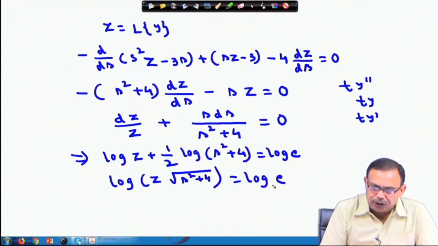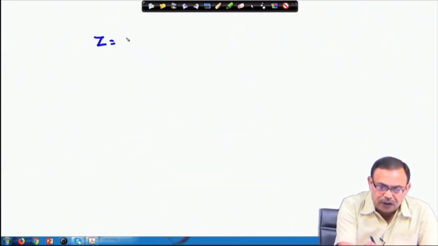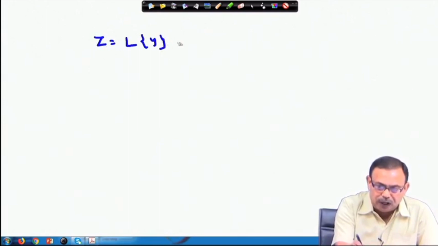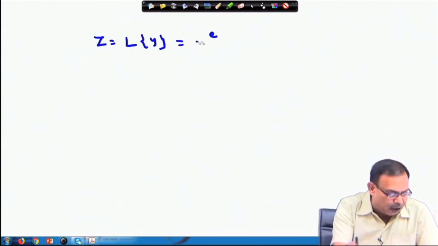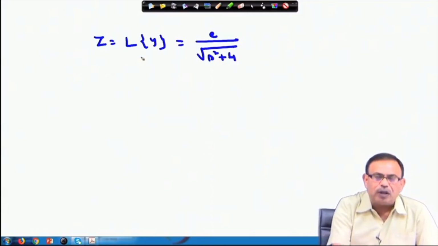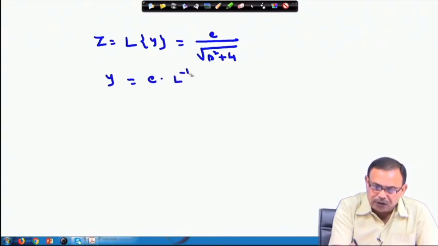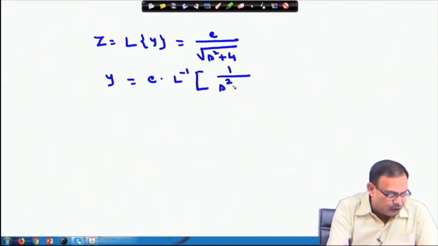I obtain this equation, so that z, which is the Laplace transform of y, equals c by root over s square plus 4. Z equals the Laplace transform of y, which equals c by s square plus 4. So that y equals the constant c into the Laplace inverse of 1 by s square plus 4.